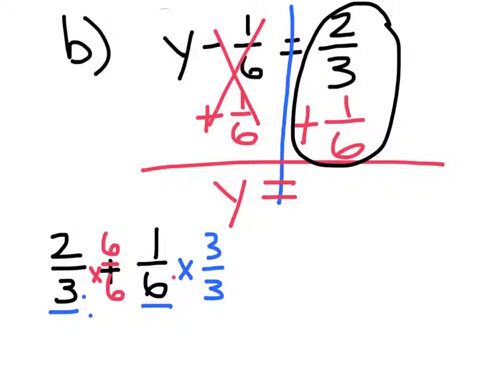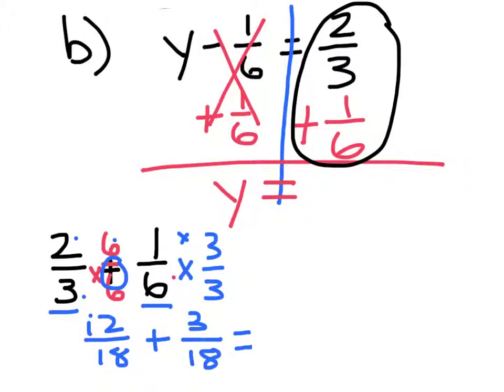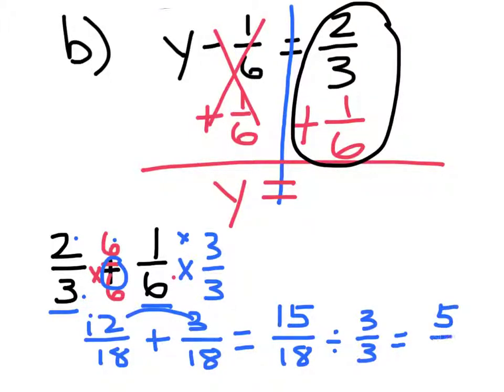And I end up getting 2 times 6 is 12 over 18. Plus is my middle sign there. I have plus, and then on the top, 1 times 3 is 3, over 6 times 3 is 18. When I add those together, add the top, 12 plus 3 is 15, all over 18. I can divide the top and bottom by 3, and I get 5/6. So y is going to equal 5/6.